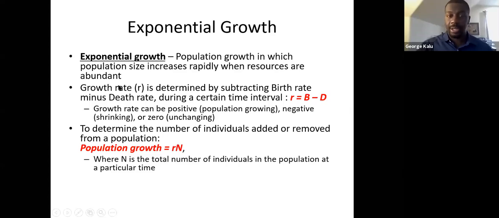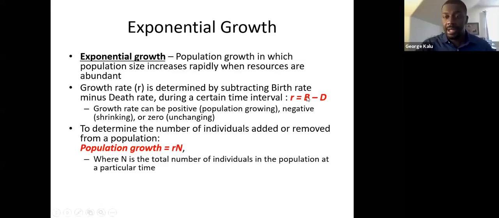And so in order to calculate the growth rate, and again, this is one formula that you also need to be comfortable with. I listed all the formulas in red. The one that you want to be comfortable with for growth rate in terms of exponential growth is just subtracting the birth rate minus the death rate during that particular time interval. So we take the birth rate minus the death rate, that will give us the growth rate of the population.